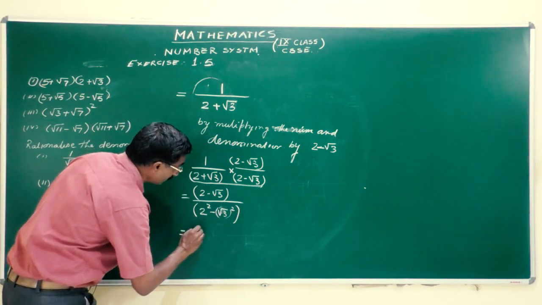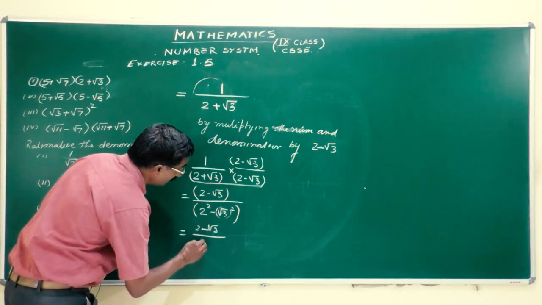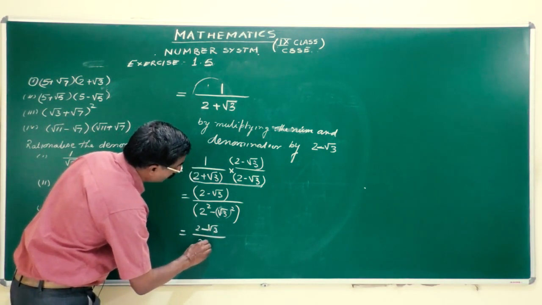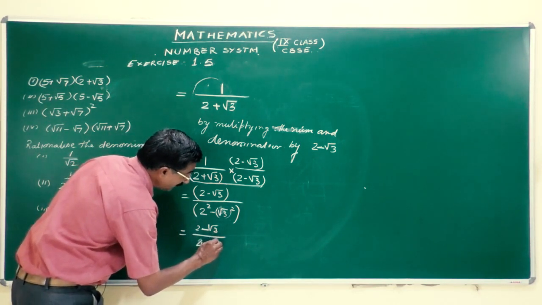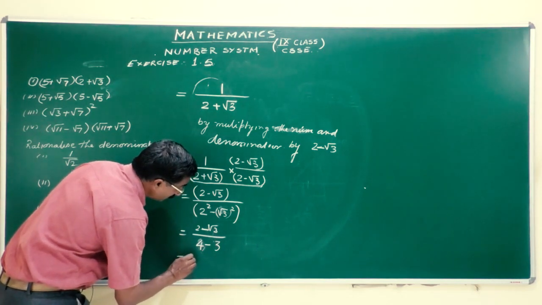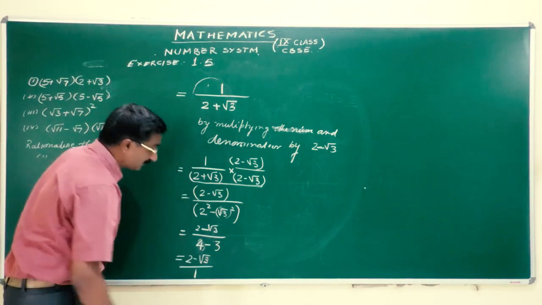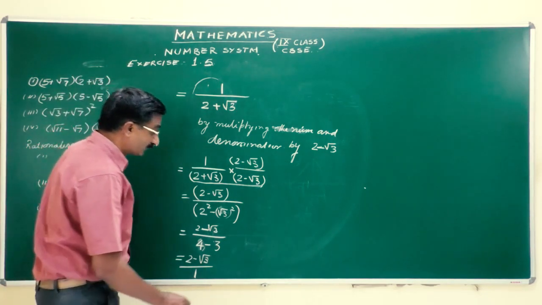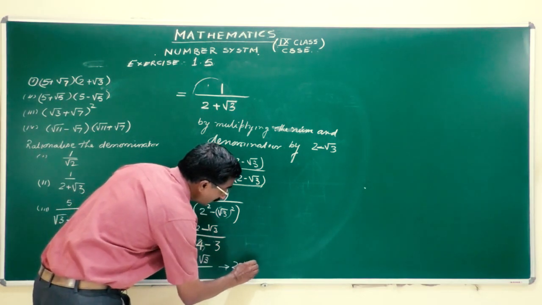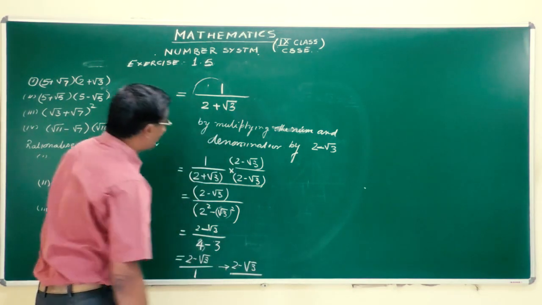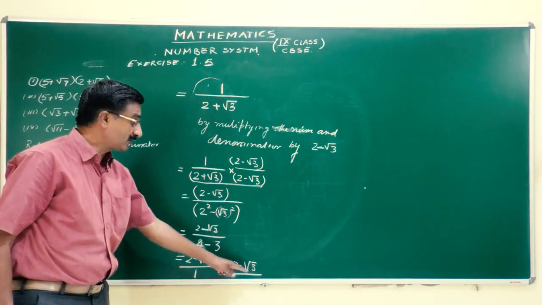So this is equal to 2 minus root 3 upon 2 to the power 2, that is 4, minus under root 3 square is 3. So that is 2 minus under root 3 upon 1. So this is written in the form of rationalized. So now in the simplified way we can write 2 minus root 3. So now this denominator is being rationalized, that is 2 minus root 3.